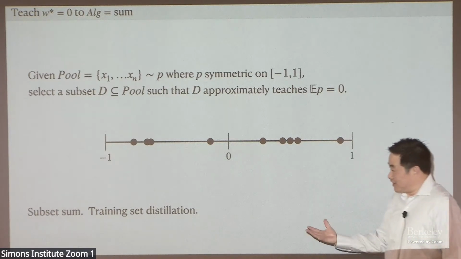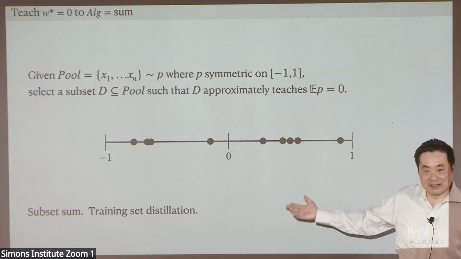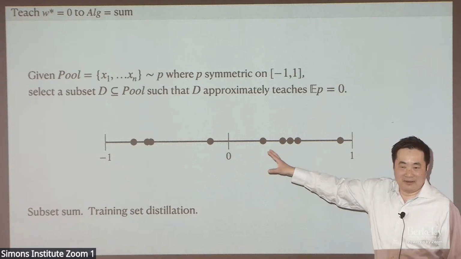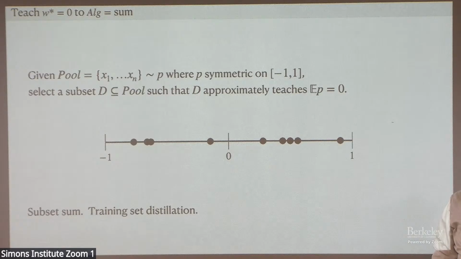As you can immediately see, of course, this is an approximate version of the subset sum problem. And to the machine learning crowd, this is training set distillation, because the original data set, the candidate pool, you can think of as the original IID training set. The question is, can the teacher help by selecting a subset of the training set? What does it mean to help? Well, it turns out this is going to be a super training set, in that using the whole training set is actually worse than if you select a subset carefully.